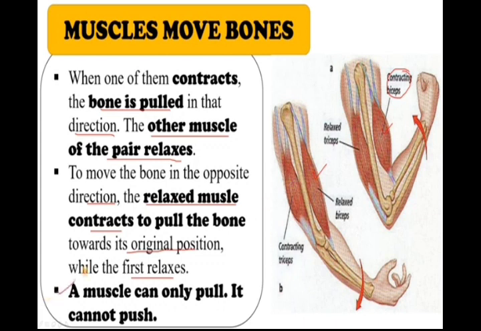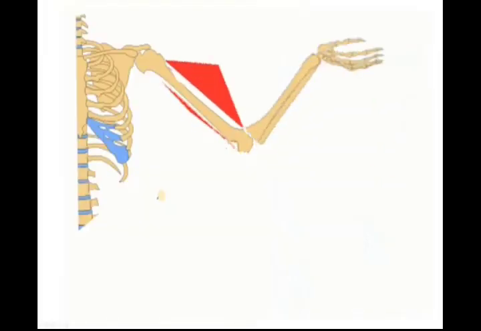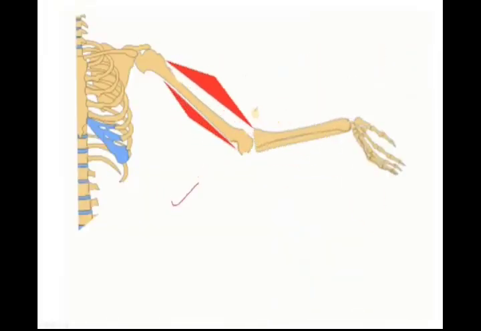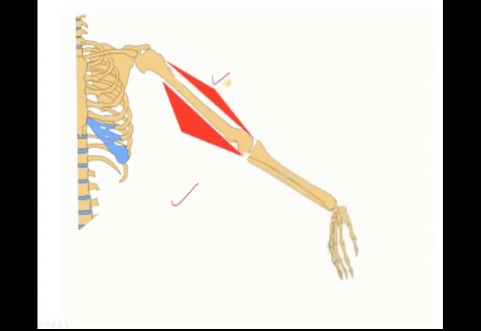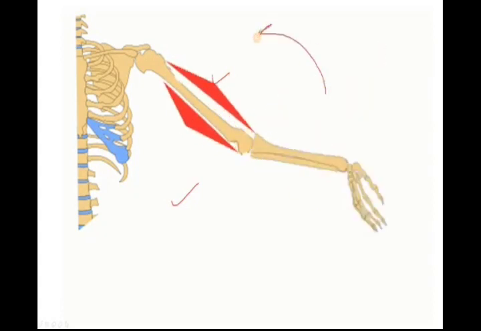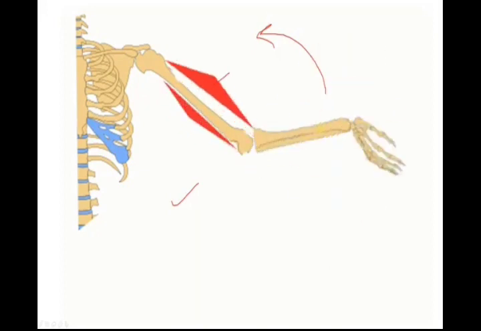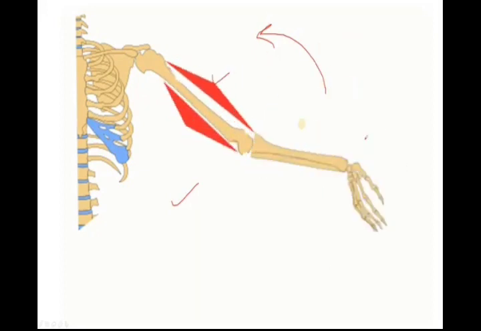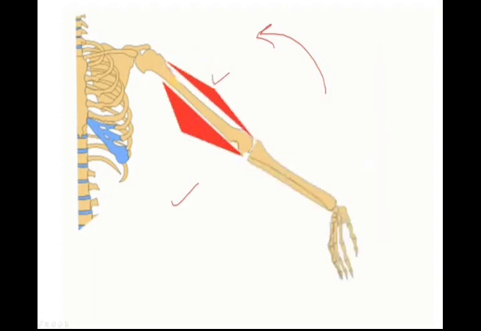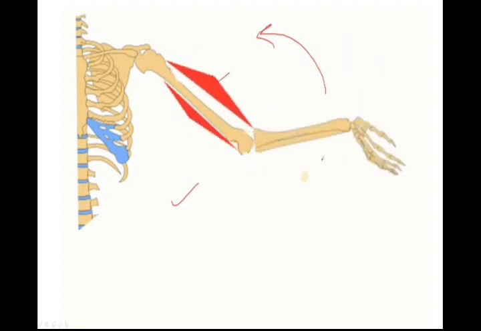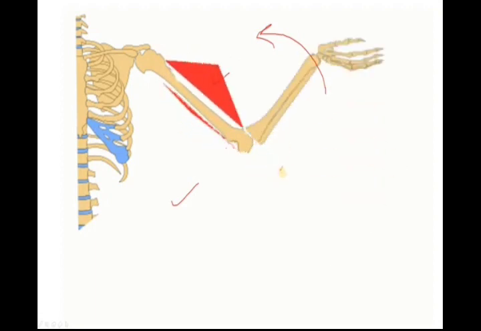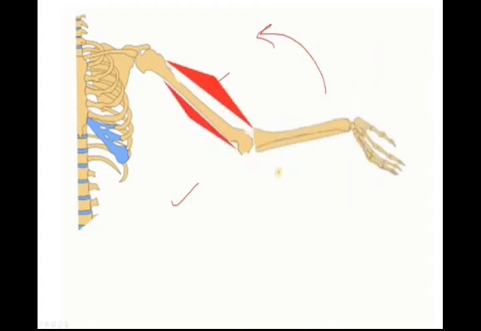A muscle can only pull, it cannot push. Look here, in this case the first muscle contracts, and at that time the second muscle is relaxed. When you move back, you can see the second muscle contracts and the first muscle relaxes. This is the movement of muscles in a bone.